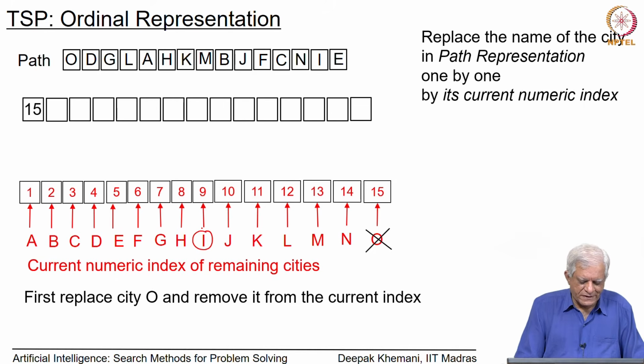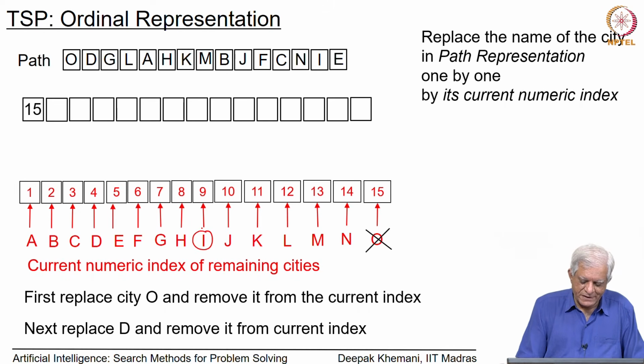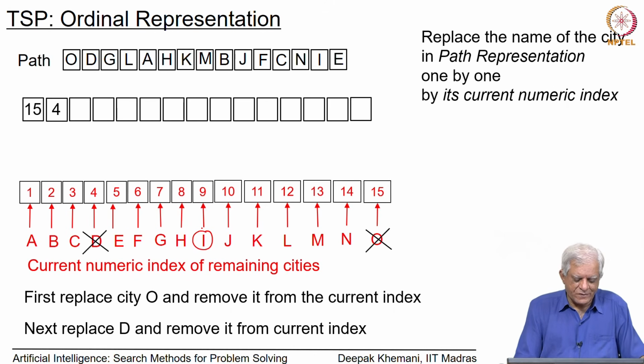when we go to city D, we find that city D is in the 4th place in the index. So, we will replace this symbol D with the value 4, because that is its place in the index, and then we will delete city D from the index. Now, once we delete city D from the index, you will observe that city E has now become the 4th city and F has become the 5th city, and so on.